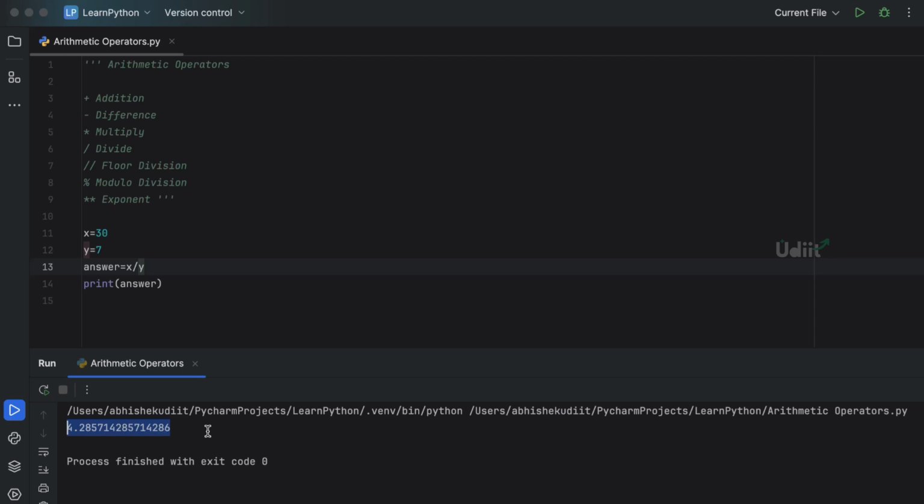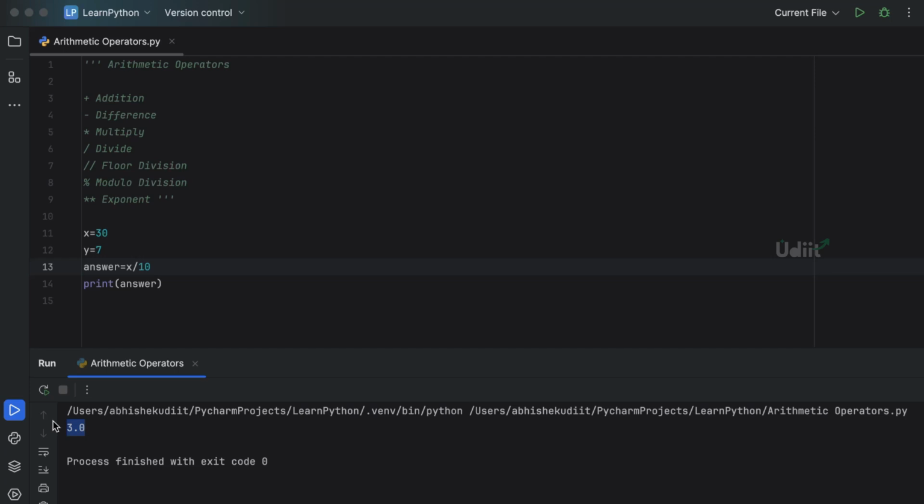Here, it's not a perfect division, but let's say x divided by 10. So that's nothing but I'm dividing 30 by 10. Now, when I run, I'm getting the answer as 3.0. So what it specifies is that the output of a division will always be in float. One of the important things which you need to remember.